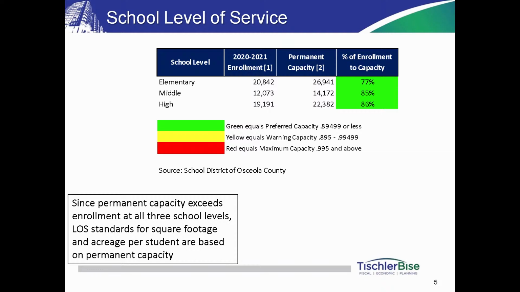So this does not include portables then? This does not include portables. Thank you for asking that question. Enrollment is how many students we have, and capacity is how many students we can house. That's the difference between those two? Exactly. So we're not counting all of the students that are at charter schools at this point? Right. We cannot include charter schools in our impact fee study. Okay, that's fine, I just want to understand what the baseline was there.